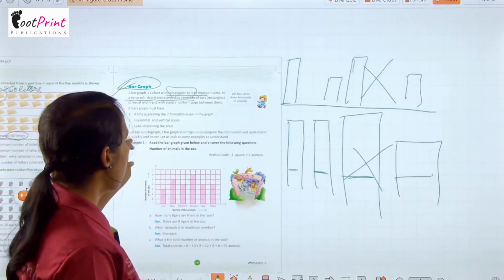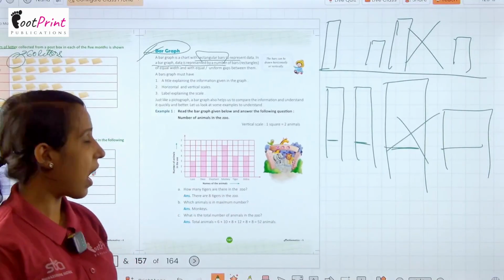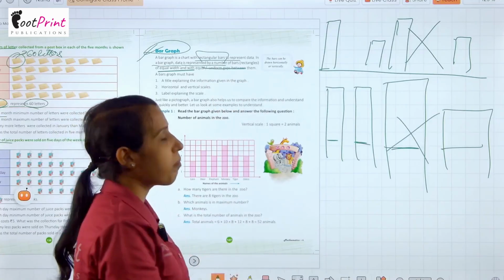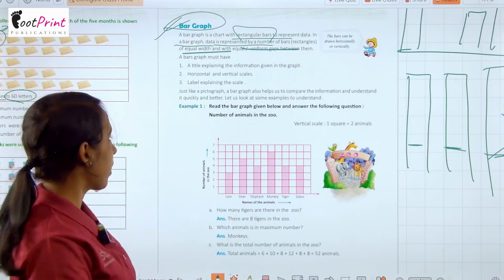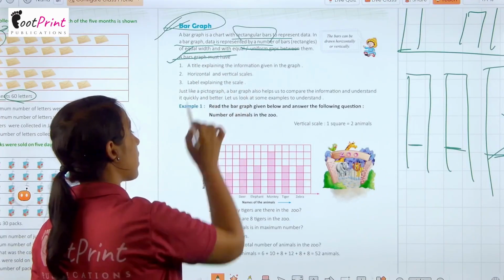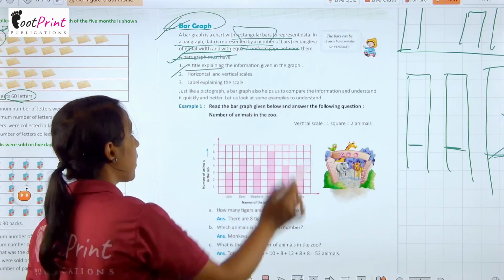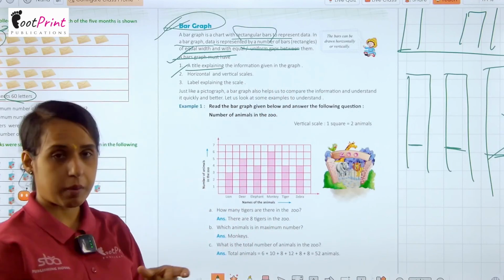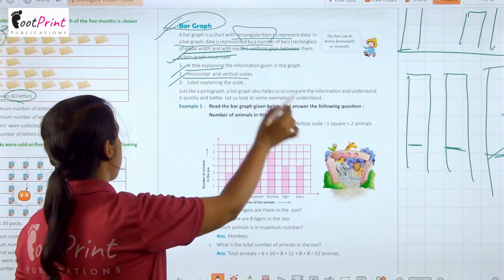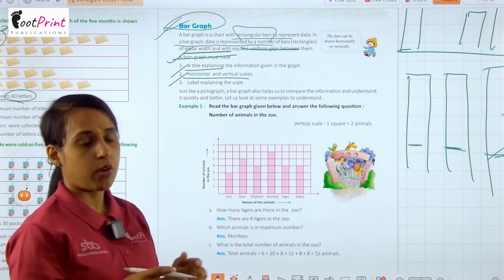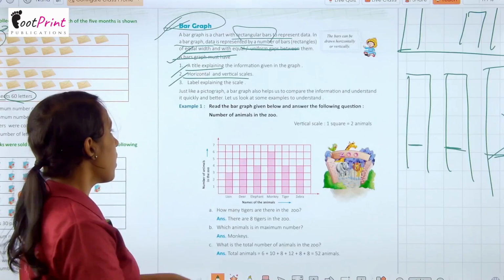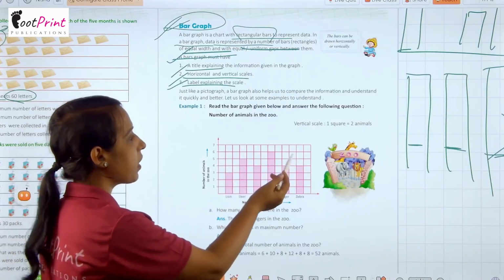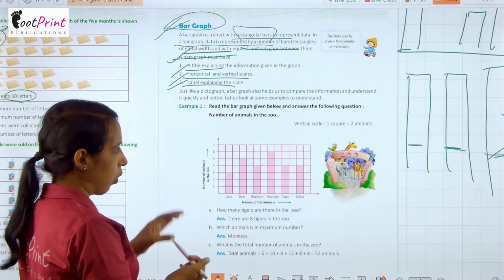Okay, so when we make a bar graph, we have equal width in the bars and equal gap between them. So when we make a bar graph, we ensure that we have these things in the bar graph. First is a title explaining the information given in the graph, कि ग्राफ में जो information दी जा रही है उसके लिए suitable title दिया जाए. Next, horizontal and vertical scale. So we have two scales, horizontal and vertical. Okay, and the third one is a label explaining the scale. और हमें एक लेबल भी दिखाना है जो स्केल को दिखा रहा होगा.